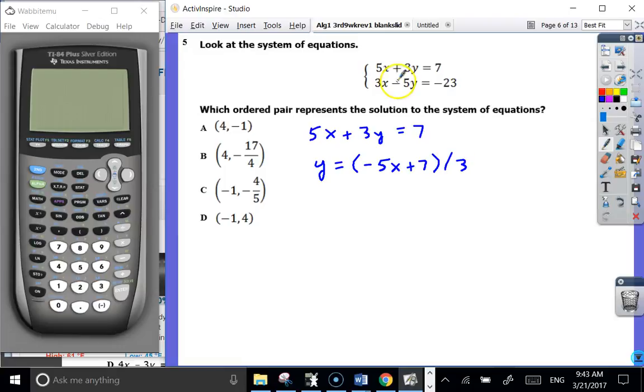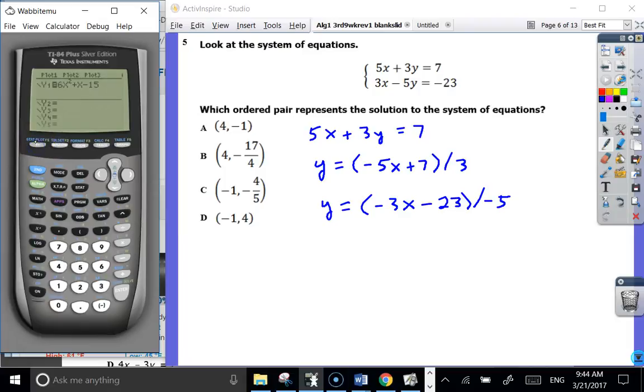Okay, what will the next one look like if I do the same thing? Y equals. What goes in parentheses? When you move the 3x, what sign is it going to have? Negative 3x minus 23 divided by negative 5. Okay, so now we need to go to the calculator and put that in. I mean, do those two. And you could use fraction format instead of parentheses if you want. So I'm going to use the parentheses.